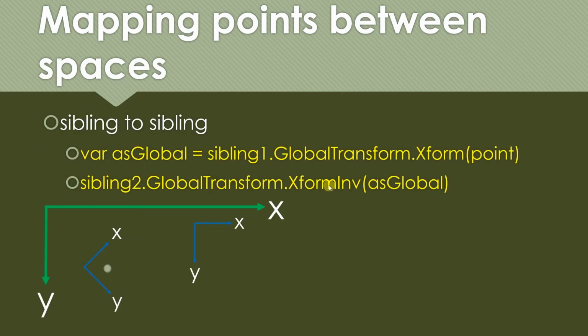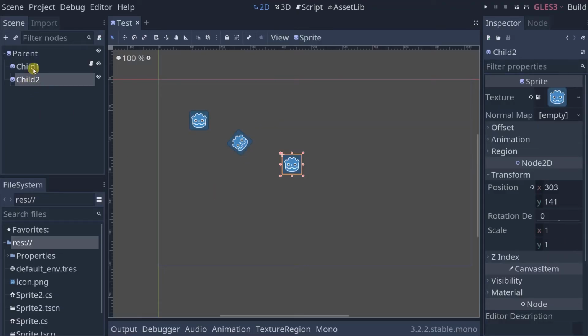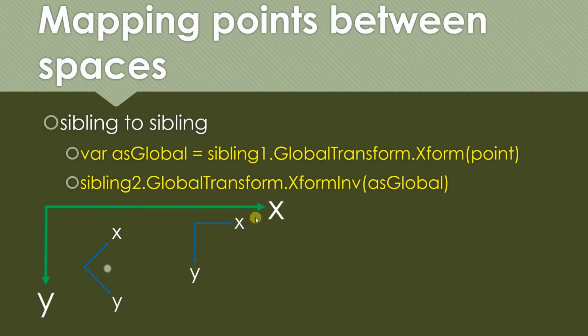All right, another one is you might want to map from one node to a sibling node. So not to a parent or anything like that, but to a sibling node. So in our node hierarchy, it would be like trying to map a point from this guy to this guy, or vice versa. How do you do that?